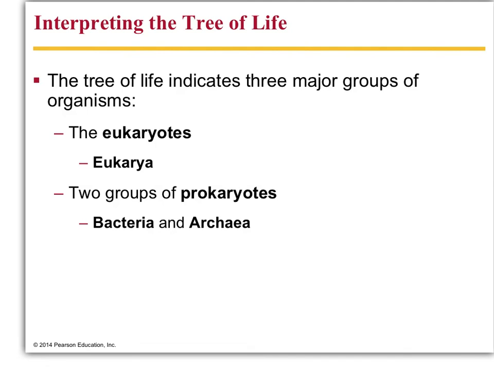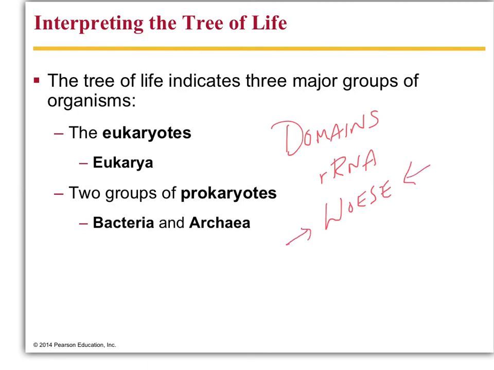So just keep in mind the tree of life, right, has domains, so that's really important, and it was determined based on rRNA, and it was Carl Woese who did this. He just died a year or two ago. Really important guy. Okay, prokaryotes are before nucleus. So bacteria and archaea have no nuclei, whereas the eukaryotes have a nucleus and membrane-bound organelles.